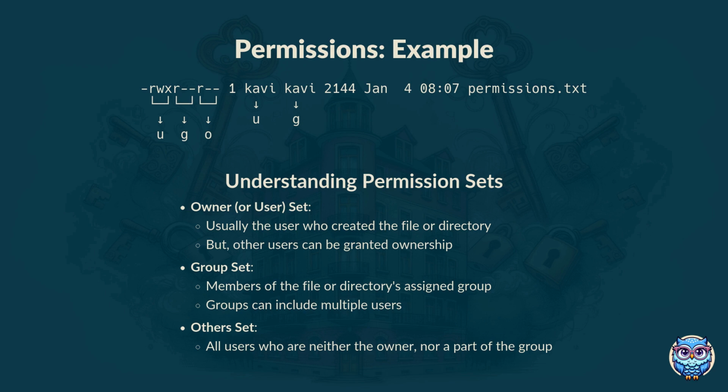The 3 sets of permissions assigned to a file or directory are the owner, the group, and the others. The owner set refers to the file or directory's creator or assigned owner. The group set refers to all members of the file or directory's group. Lastly, the others set controls the default level of access for all other users in the system.